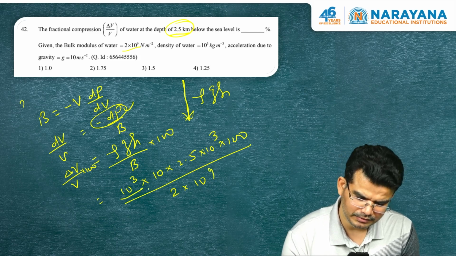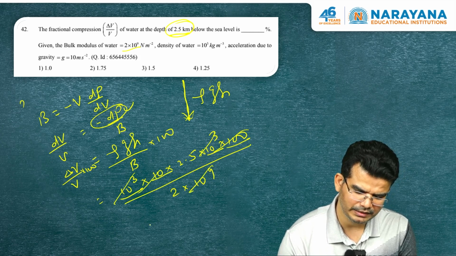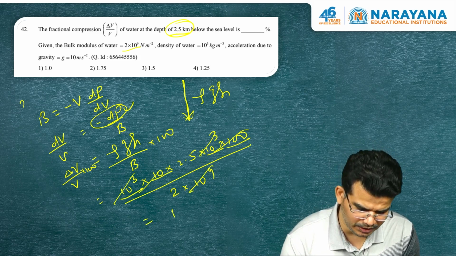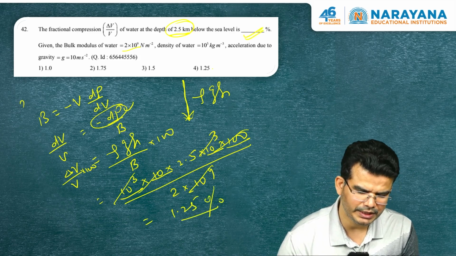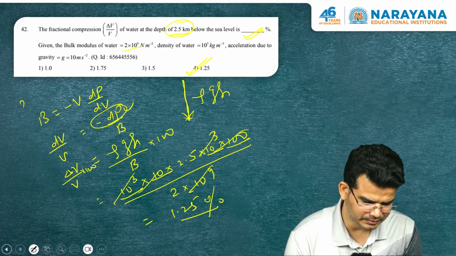I think 3, 3 and 3. So everything gets cancelled with 10 raised to power 9, and 2.5 by 2 is coming 1.25%. So here what should be filled? 1.25. Yes, fourth is the correct answer. Okay, let us move to the next one.